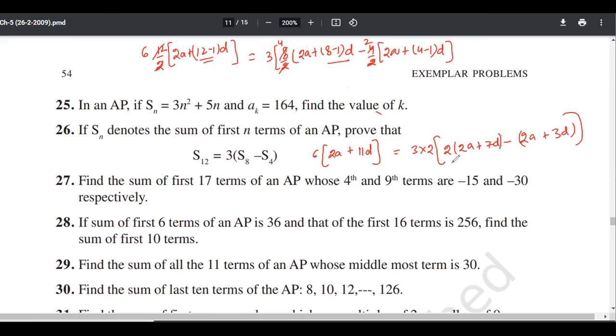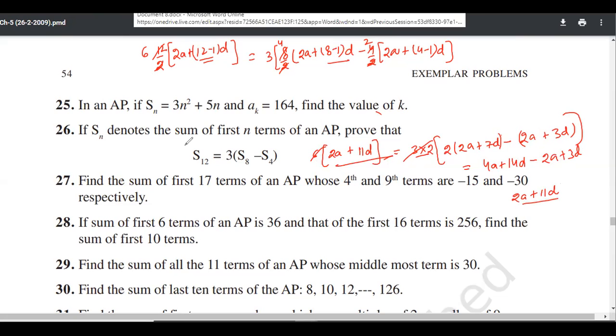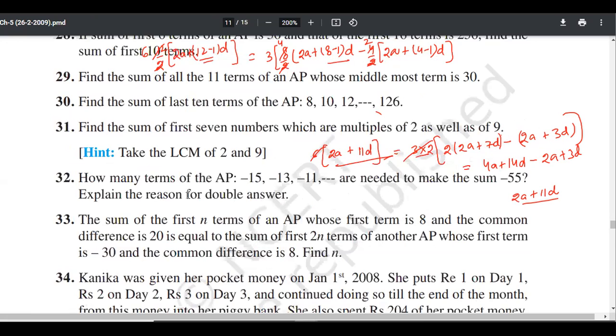Okay, so when you get this one, you will get 6 here and 6 here, so 6 and 6 will get cancelled out. Now what you are going to get here is 4a, and this is 2a, or you can simply open that: 4a plus 14d is equal to 2a plus 3d, and then again you can get 2a plus 11d, and this is the same as this one. Okay, so this is it, hence proved. Got it? Got it? Okay, let's move further. So we have done this one in a better manner.